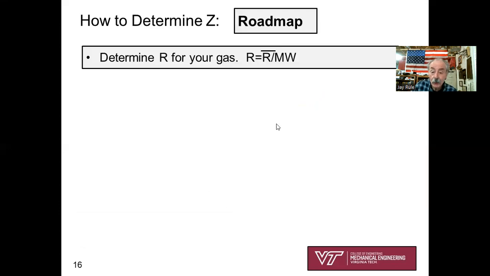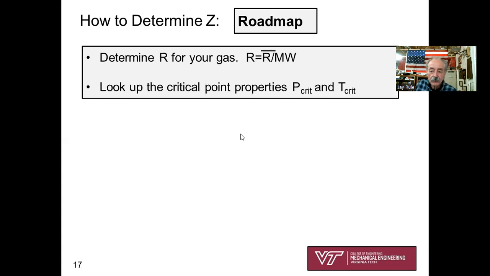Okay, here is a roadmap for how to determine Z. I'm going to go step by step and then try to give you an example shortly. First, step 1, determine R for your gas. R is R bar over the molecular weight.